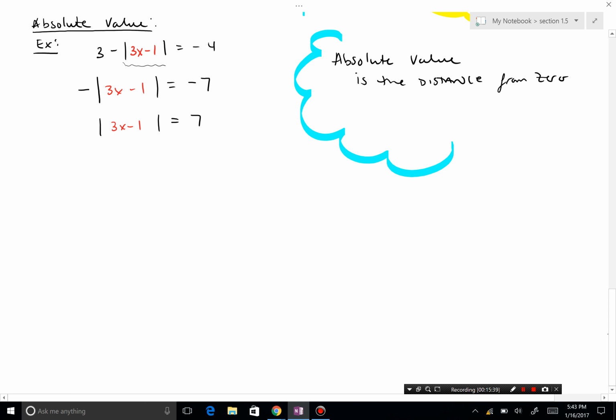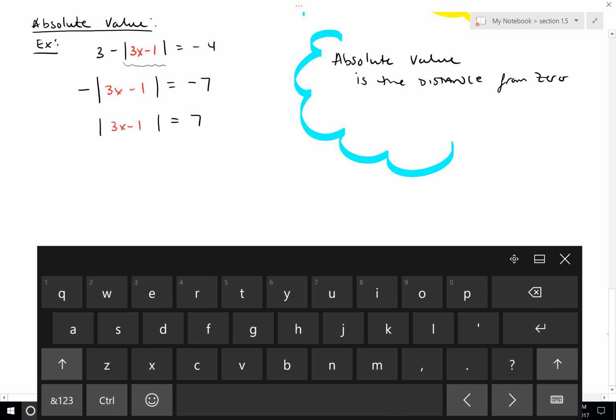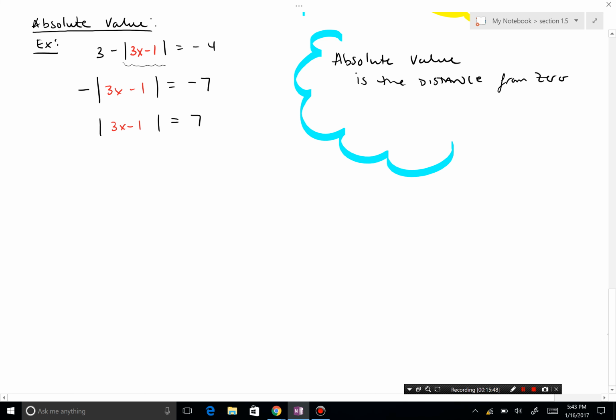Okay, so if it was negative, the answer would have been no solution, and we're done. Anytime we compare a distance to a negative number, it's going to be real quick. But here, let me draw you a picture so you understand what's going on. Here is where 0 lives.